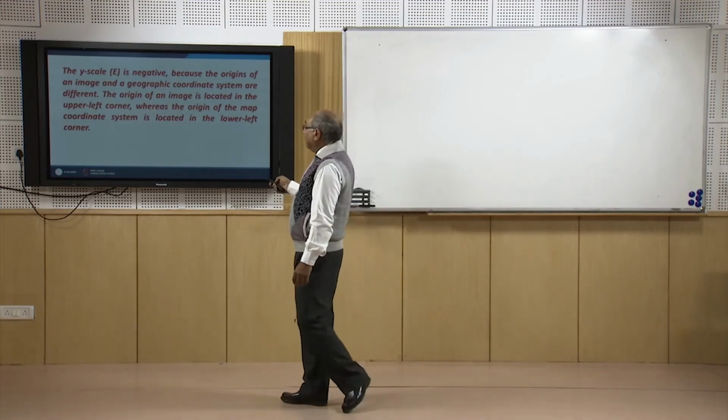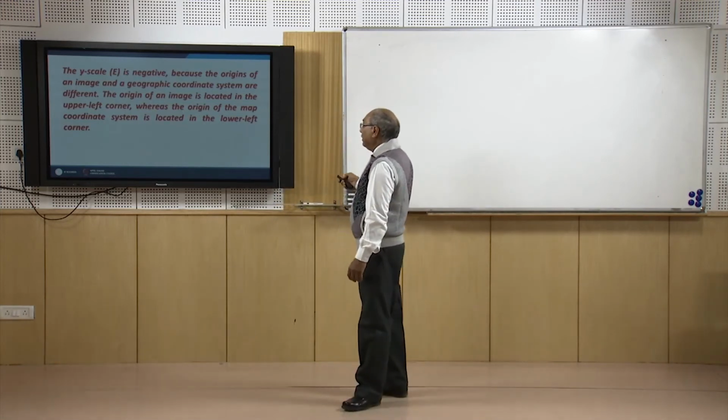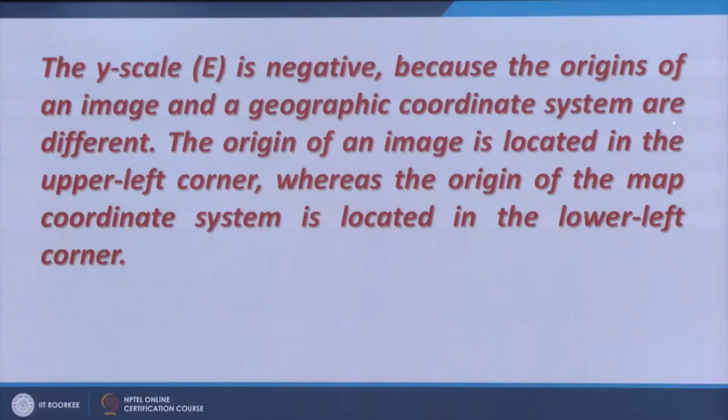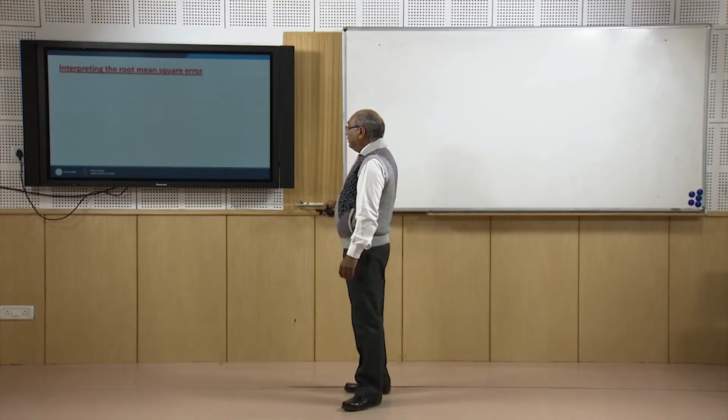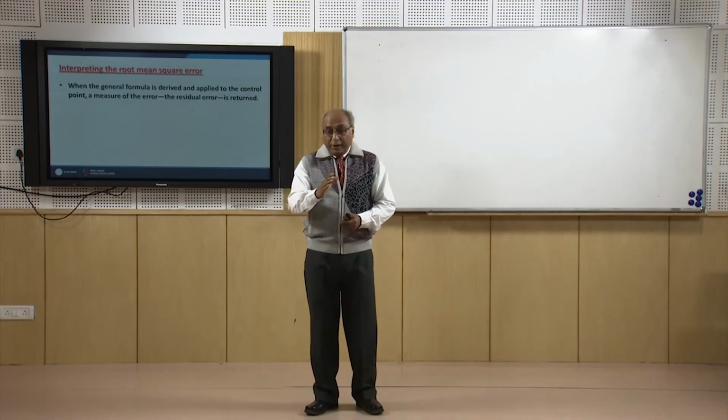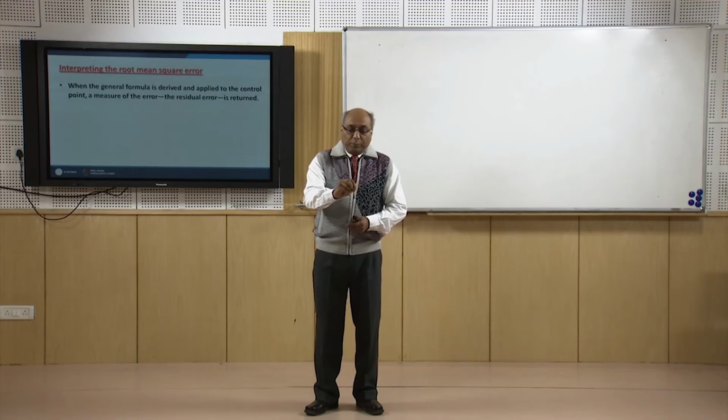This negative y scale, as I just explained, is because the origin of an image and the origin of a geographic coordinate system are different. The origin of an image is located in the upper left corner, whereas the origin of a map coordinate system is located in the lower left corner. Now about interpreting these errors: once we choose the appropriate polynomial equation, we get the error estimate.